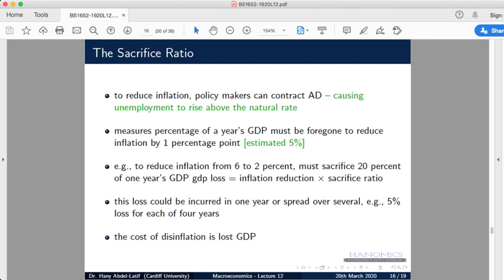So if that sort of trade-off applies, we have what we call the sacrifice ratio. To reduce inflation, policymakers can contract aggregate demand, causing unemployment to rise above the natural rate. In that sense, the sacrifice ratio measures the percentage of a year's GDP that must be forgone to reduce inflation by 1 percentage point, usually empirically estimated at 5%. As an example, if you want to reduce inflation from 6% to 2%, you must sacrifice 20% of one year's GDP, which means the GDP loss is the inflation reduction times the sacrifice ratio. This loss could be spread over several years, let's say a 5% loss for each of 4 years, and that's basically the cost of disinflation: lost GDP.